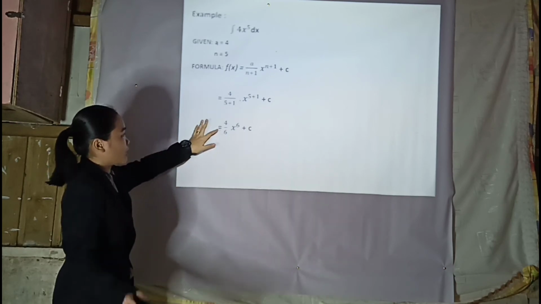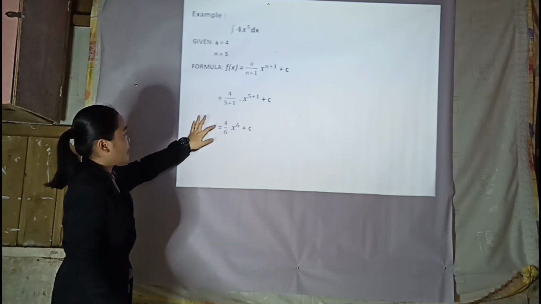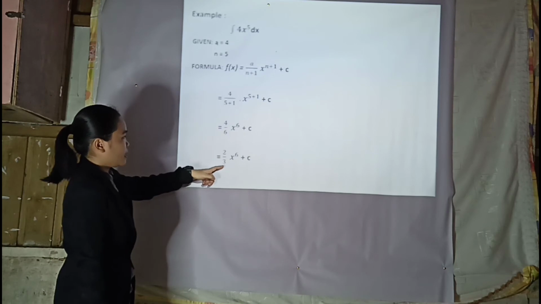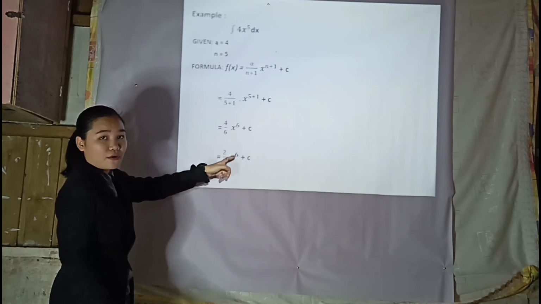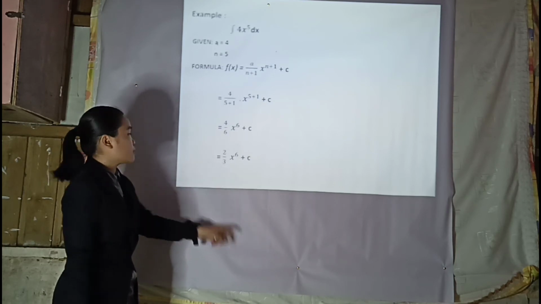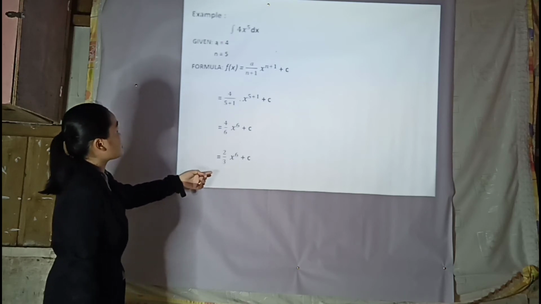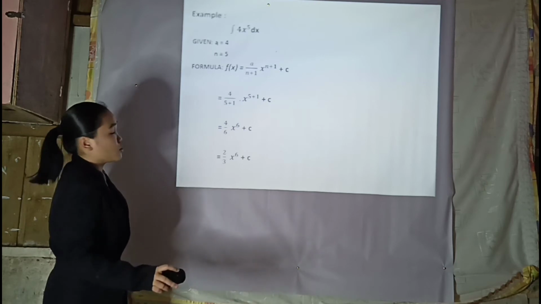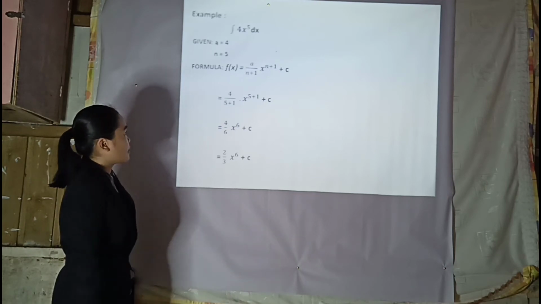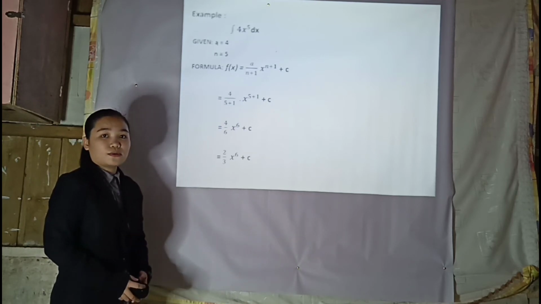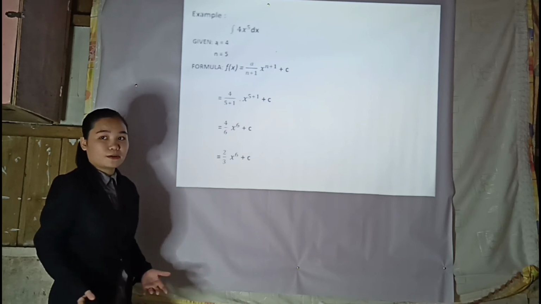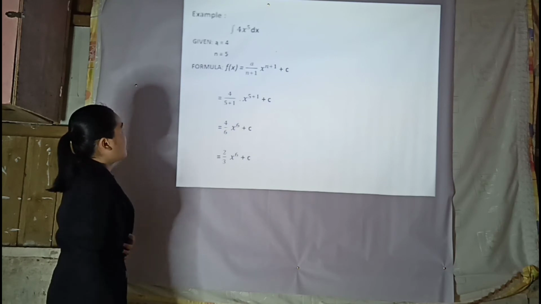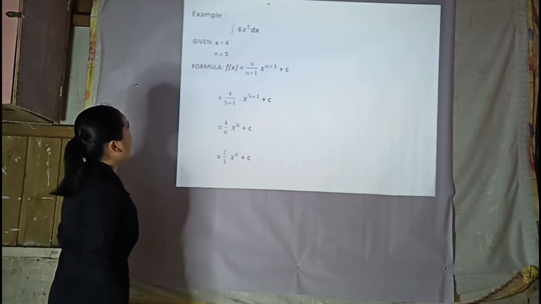Since 4 over 6, we can simplify it by dividing by 2. So the answer is 2 over 3 x raised to the power of 6 plus c. So this is now our final answer for this equation, the integral of 4x raised to the power of 5 dx. So, question? None? Okay, so let's proceed. So let's have another example.